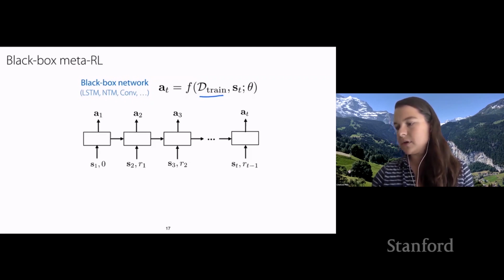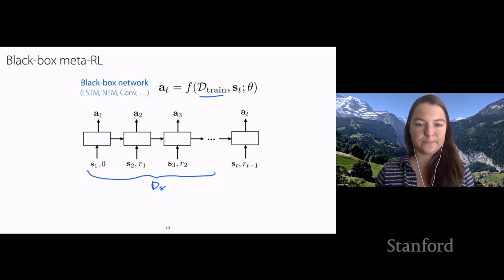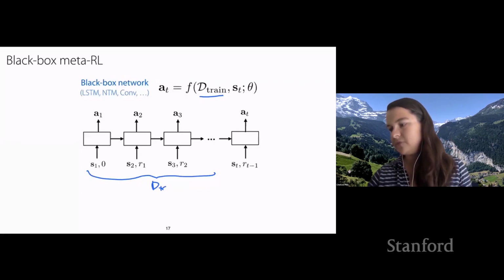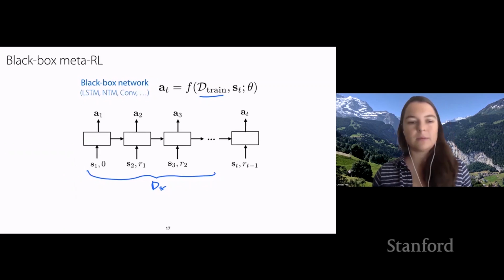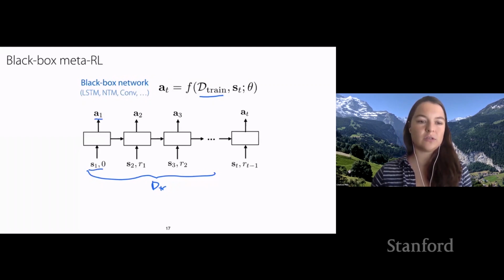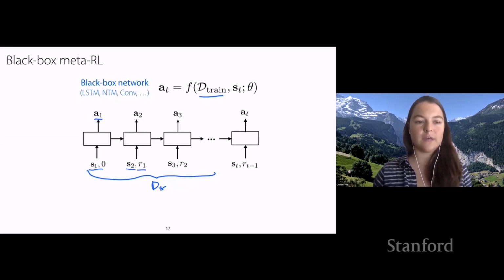Specifically, you roll out this recurrent network. Everything up until the current time step is basically the training data for that task, and this training data includes states, actions, and rewards. You pass in that data as it becomes available. So once you take action A1, for example, from state S1, after you take that action you observe the reward and also the next state. You pass in that next state and that reward as input to your recurrent policy and predict the next action.